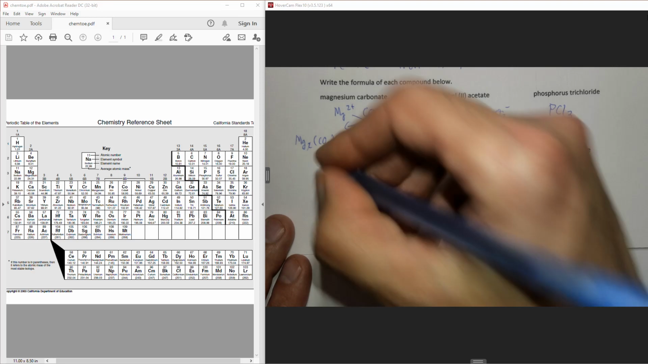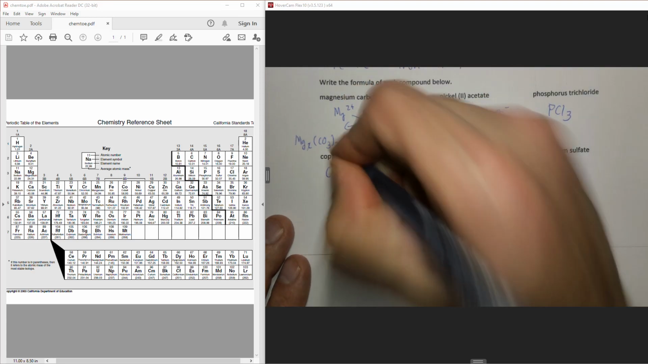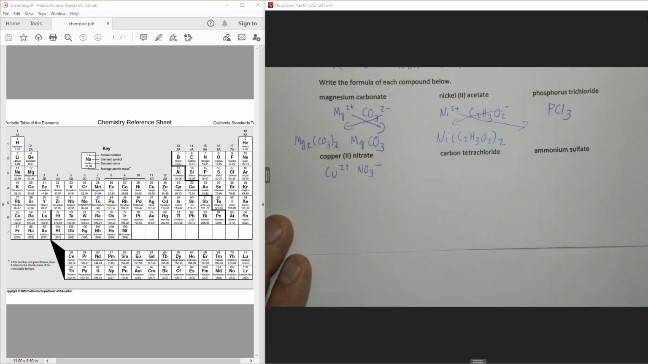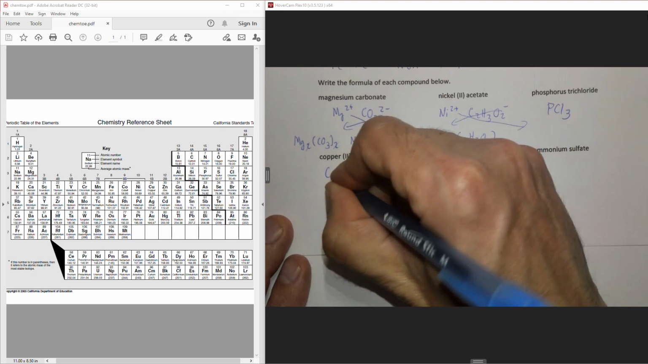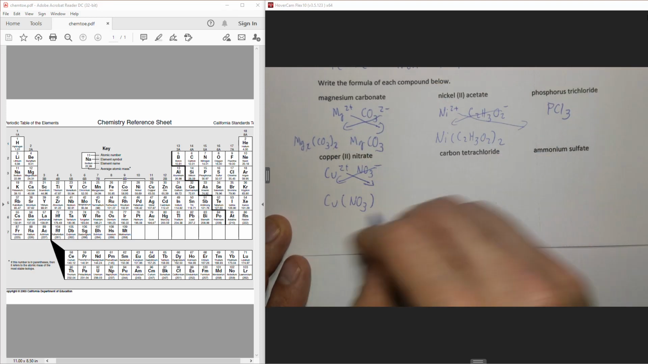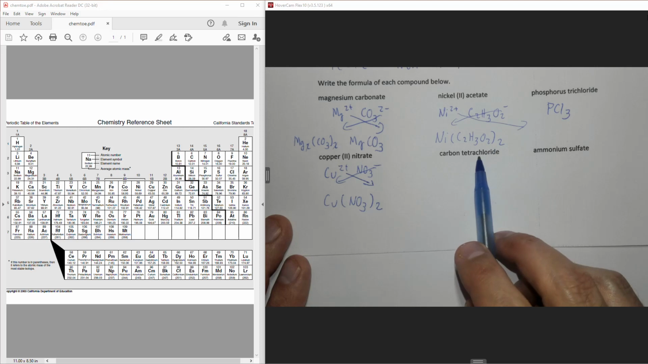Copper 2 nitrate. Copper is Cu. The 2 tells us that it's 2+. Nitrate is NO3-. Cross them. Because we need two nitrates, we have to put it in parentheses. Cu, NO3 in parentheses, 2. Copper 2 nitrate.